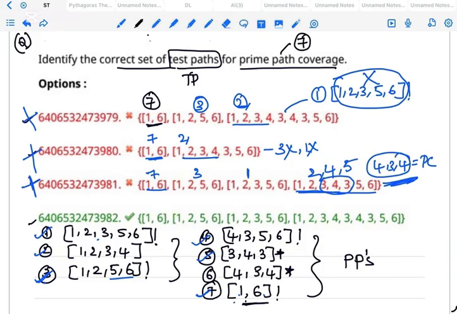All these are similar options in D, but 4 3 4 is also there, right? Here 4 3 4, so prime path 6 is covered. So option D covers all the prime paths, so it is considered prime path coverage. The test paths 1 6, 1 2 5 6, 1 2 3 5 6, 1 2 3 4 3 4 3 5 6 cover all 7 prime paths. So this is the answer for this question.